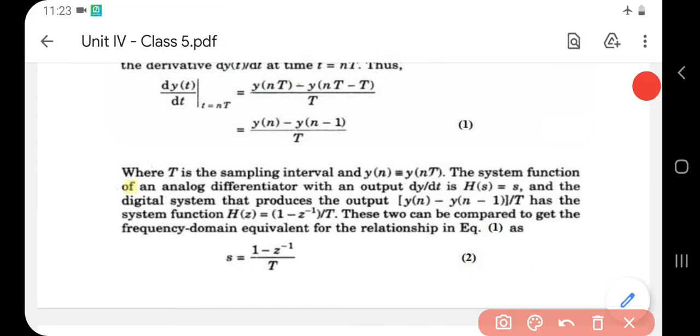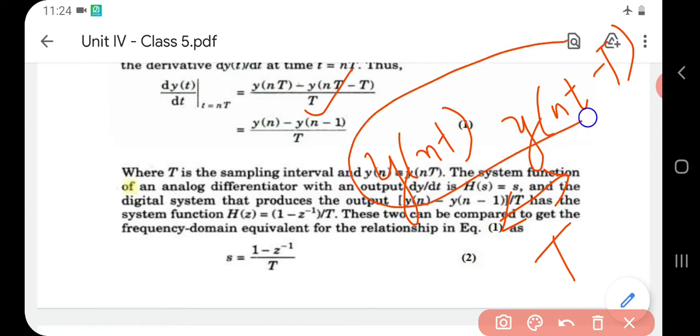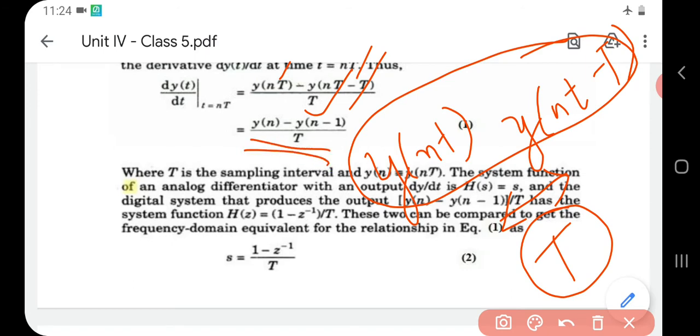This also I have explained in class 3, that is, you have one point, say y of nT, and another point y of nT minus T, and both of these are separated by a time period capital T. In this case, you will have to subtract these two points, that is the numerator, and then divide by their gap, capital T, that will be the denominator. On taking T as common, you will reach this particular equation. This part I think I have discussed in class 3.